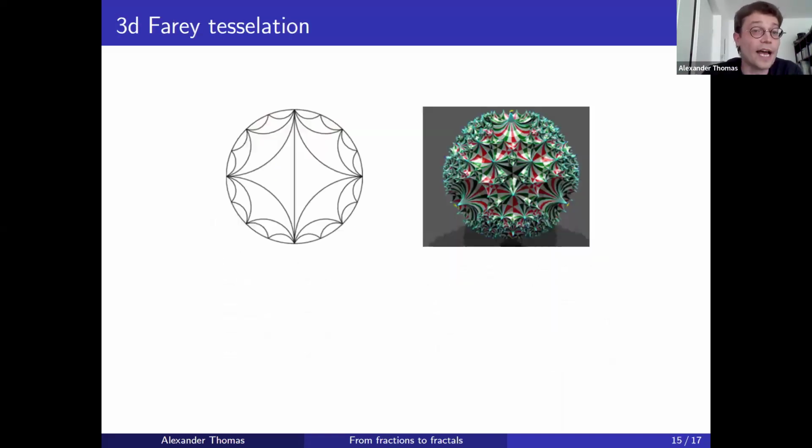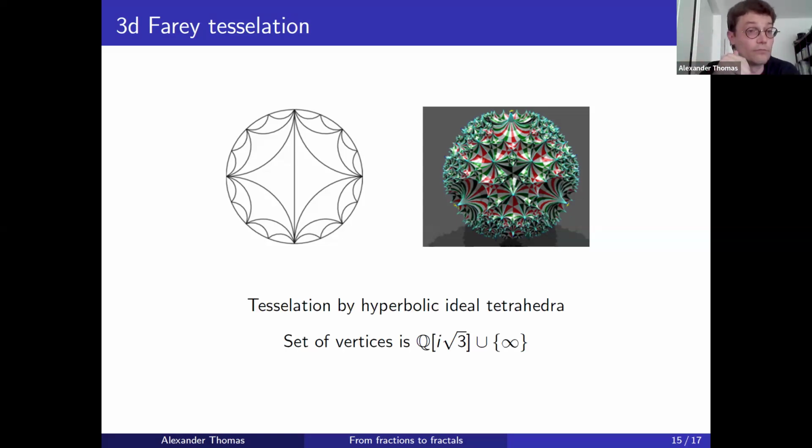It comes from the 3D analog of the Farey tessellation. So the Farey tessellation, you have like this disk and you have a triangulation. So the 3D analog is the ball model, hyperbolic 3-space. And it actually turns out that you can tessellate it with regular ideal tetrahedra. And if you just compute the set of vertices of this tessellation, it turns out that it is this quadratic field Q adjoint i square root of 3 and infinity. So this is somehow why it's kind of natural to consider rational complex numbers as being elements of this field.